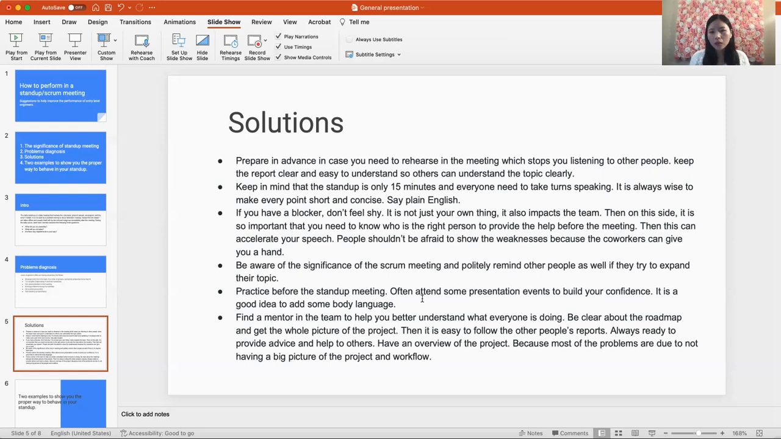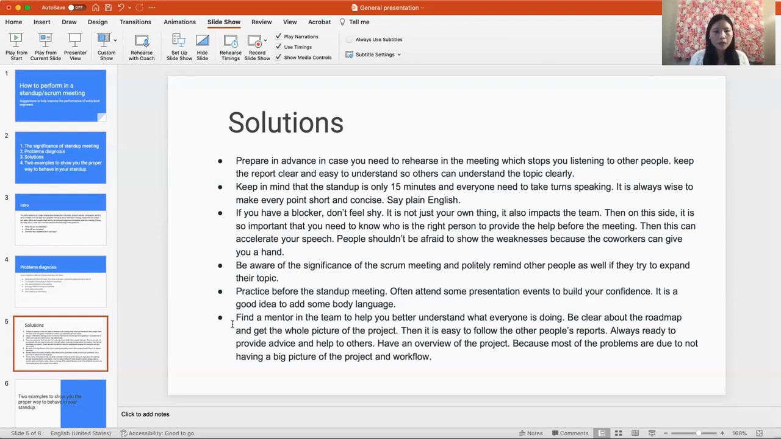And one very practical suggestion here is you can often attend some relevant presentations, so you can build your confidence. It's also a very good idea to add some body language here.